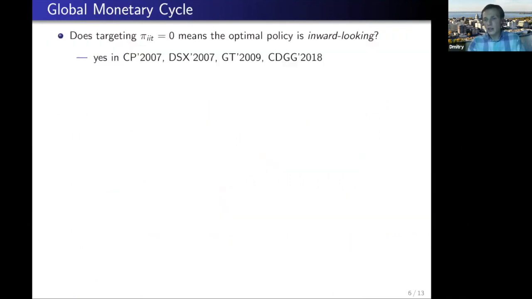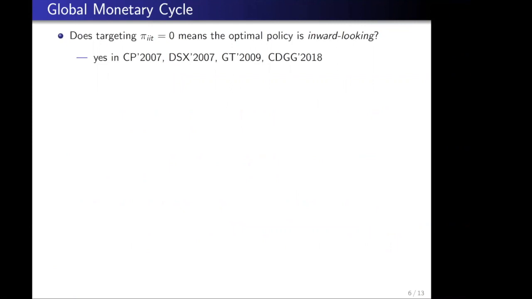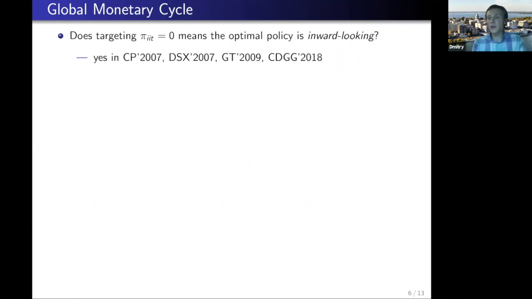So does it mean that the policy is inward looking? In terms of targets, the policy looks exactly the same as in a closed economy, for example. So does it mean that the implementation is also similar? The answer was actually yes in the previous literature. If we look at the previous papers which studied the optimal policy under DCP, under their parameterization, in their special cases with complete markets, fully sticky prices, and log linear preferences, the result was always yes, so that the policy responds only to local shocks.